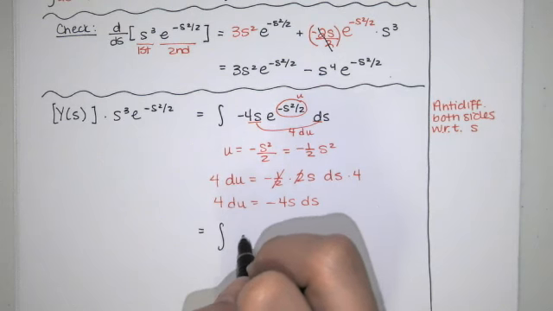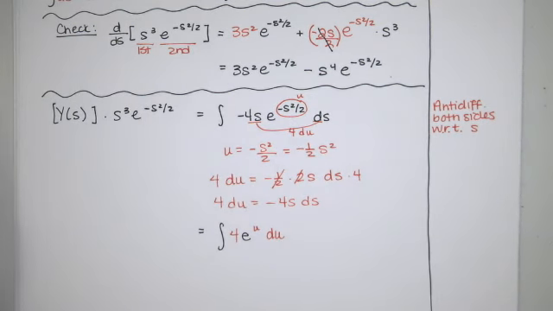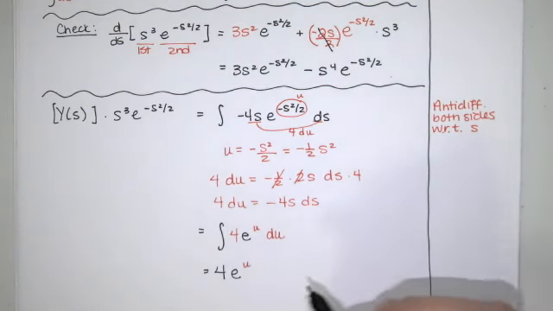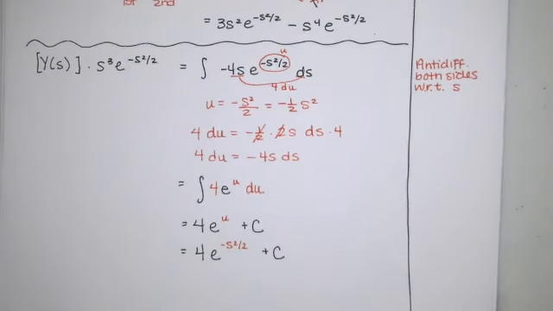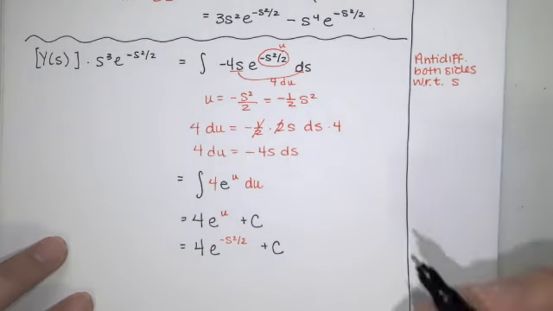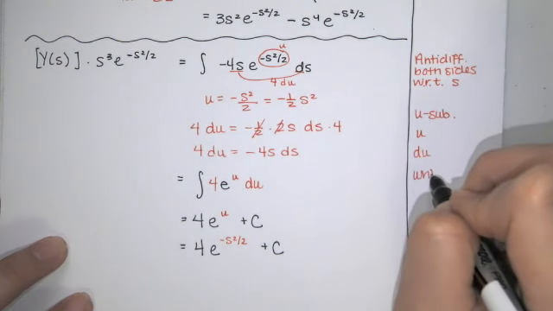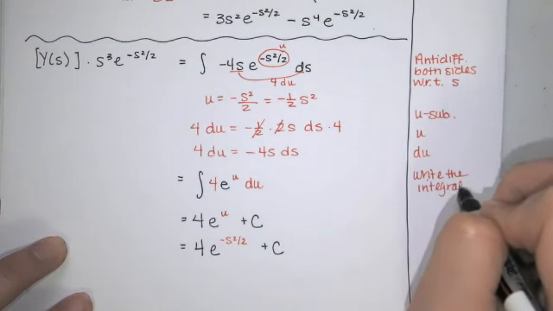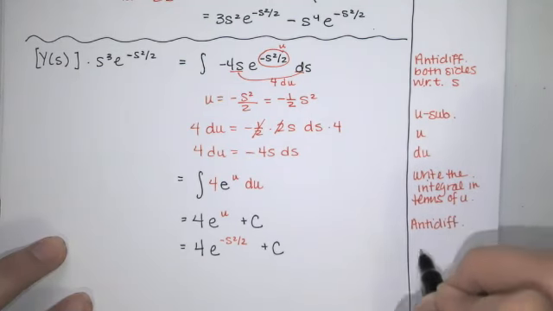So we write the entire integral, or the integral, excuse me, entirely in terms of u. And then that's very easy to anti-differentiate. The antiderivative of 4 times e to the u is 4 times e to the u plus c. And then don't forget to back substitute. U is actually -s squared over 2. Okay, so we've anti-differentiated both sides with respect to s. We used a u substitution here. We identified u, we computed du. We wrote the integral in terms of u. Then we anti-differentiated, and then we back substituted.